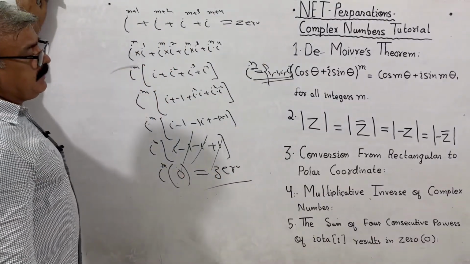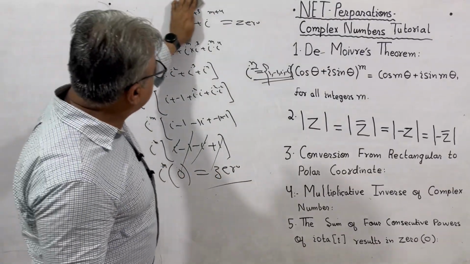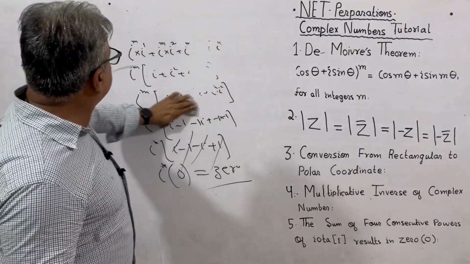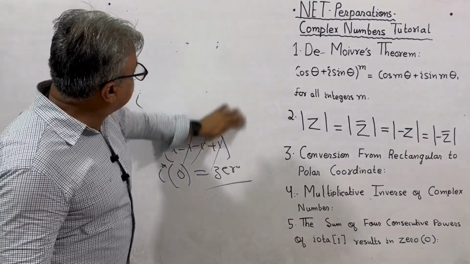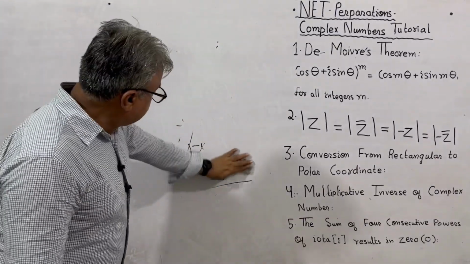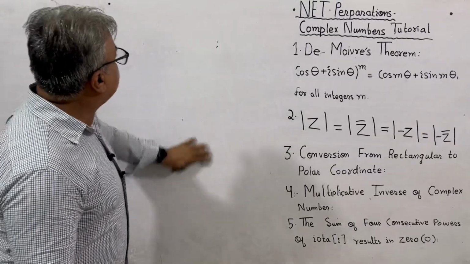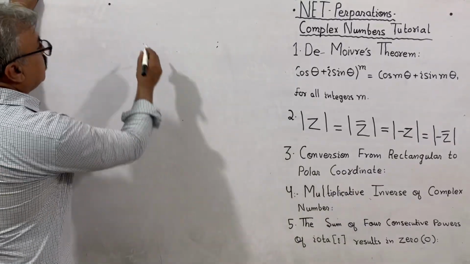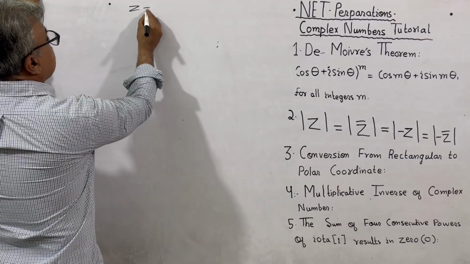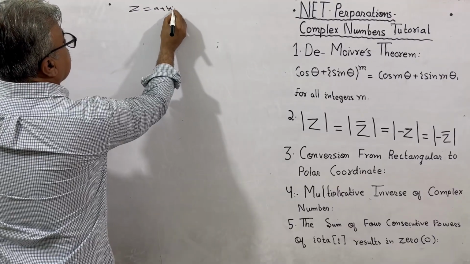Second, the multiplicative inverse of a complex number. Everybody is familiar. Let's unearth this. Suppose our complex number is given by z is equal to a plus b iota.